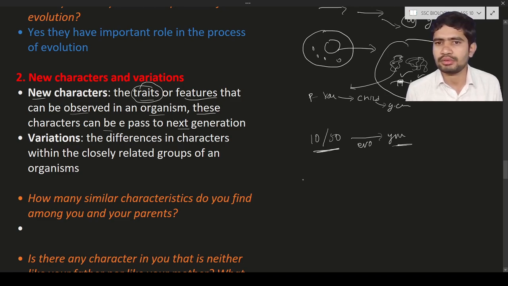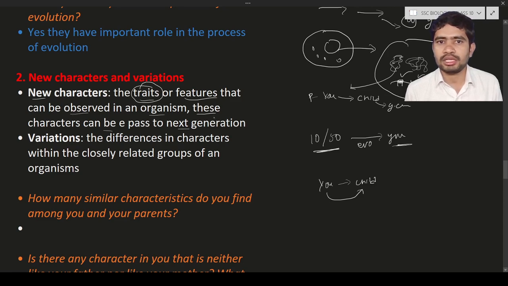Let us take the same example. Your curly hair may be passed to your children. From you to your children, this curly hair may or may not be passed. Mostly the genes will pass, but they may or may not express. It means your children may or may not have curly hair, but the genes are passed from you to your children, and the curly hair genes may or may not express.